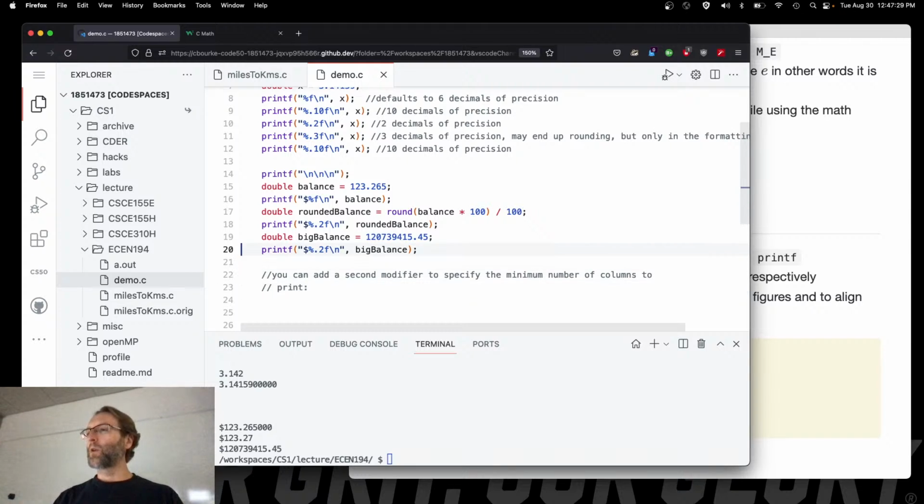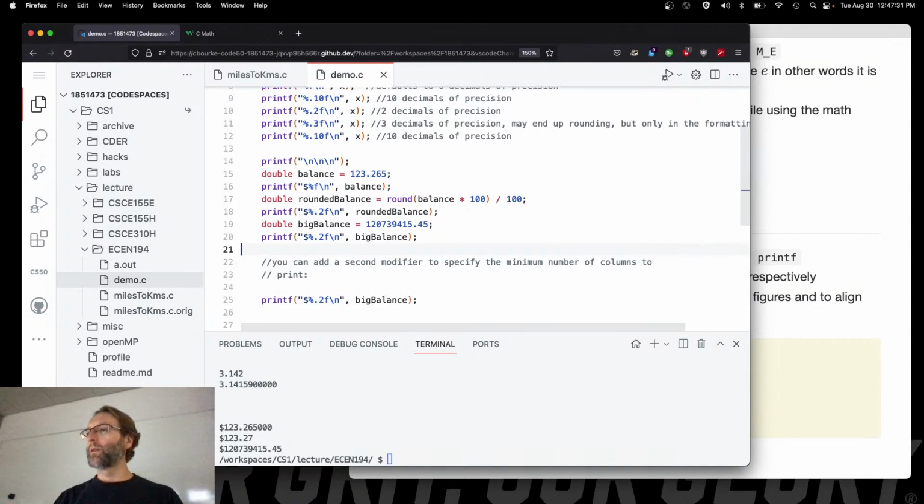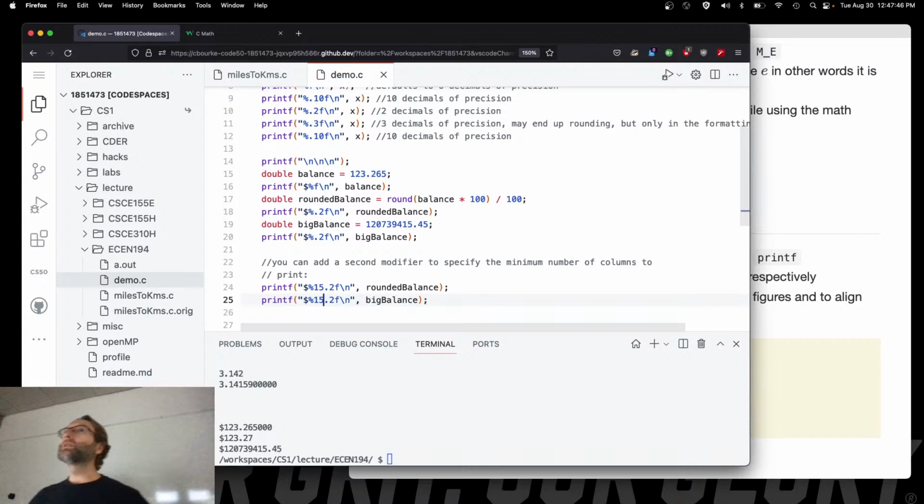To do that, I'm going to go ahead and grab both of these. There we go. And what I'm going to do is put another number in front of the decimal point here. I'll put 12. That might not be enough. Let's go 15 on both of them. Right? So now what that is doing is saying print at least 15 columns. On this second number, how many columns do we actually have?